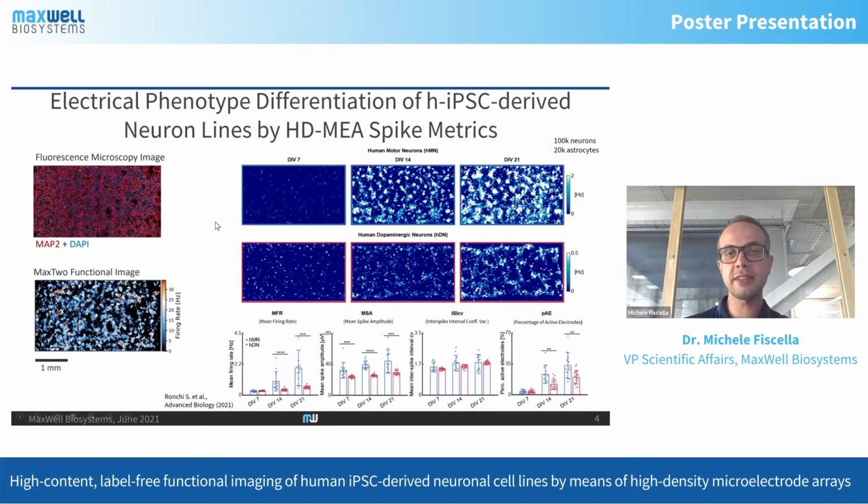Today, I will present to you the study by Ronchi et al., where the main goal was to characterize the electrical phenotype of multiple human neuronal lines. Here on the left, you see the fluorescence image of a culture, and on the bottom, the functional image of these neuronal cultures, and in particular, the 2D spatial map of firing rates. And on the right, you see how this firing rate activity evolves over time from motor neurons and dopaminergic neurons.